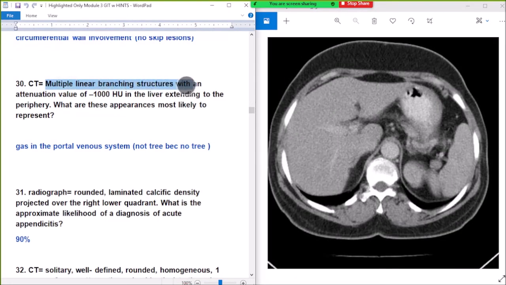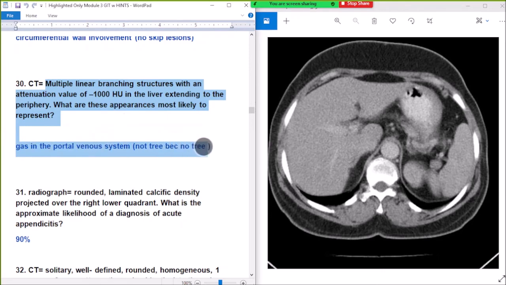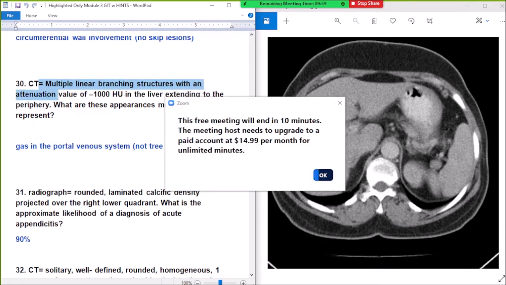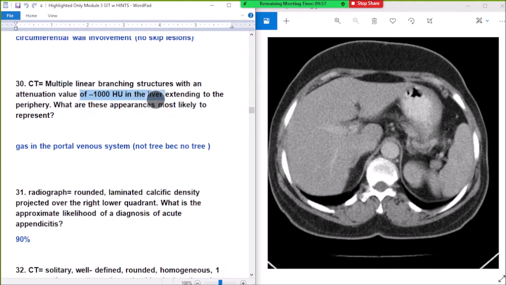Question 30. Multiple linear branching structures with an attenuation value of minus 100 HU in the liver extending to the periphery. These appearances most likely represent gas in the portal venous system, not gas in the biliary tree.